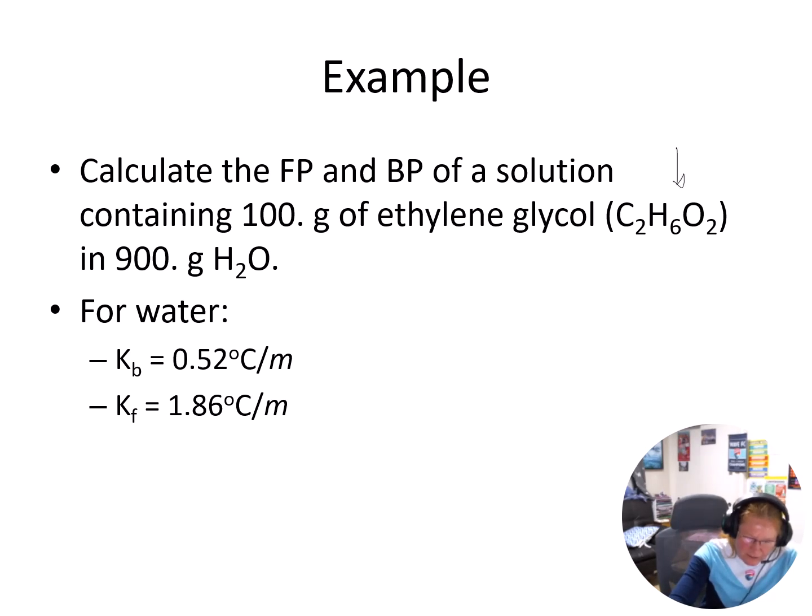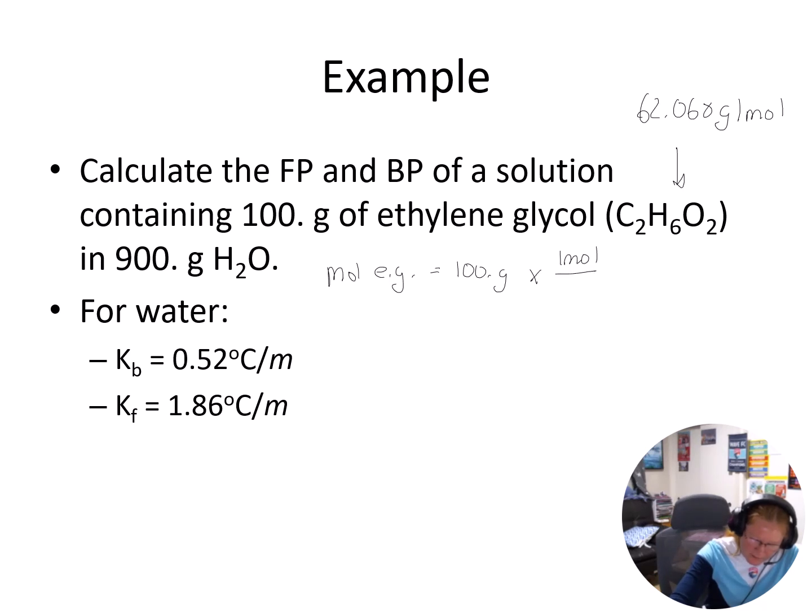All right, and so our molar mass of ethylene glycol is 62.068 grams per mole. For both of these, we have to use the molality. It's the same solution, so we need one molality. So let's calculate the molality. I need my moles of ethylene glycol. So I have 100 grams times 1 mole in 62.068 grams.